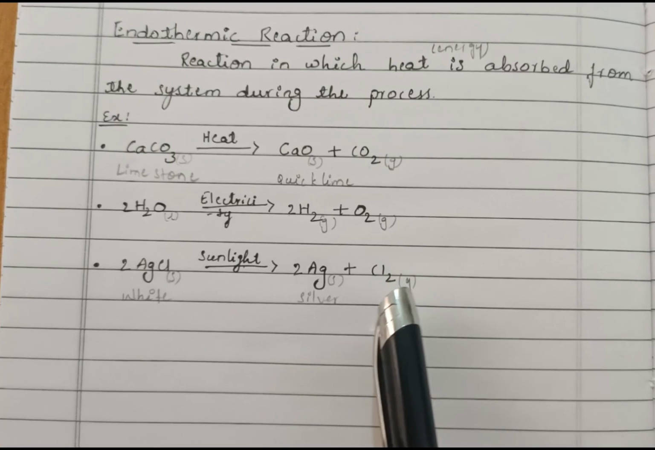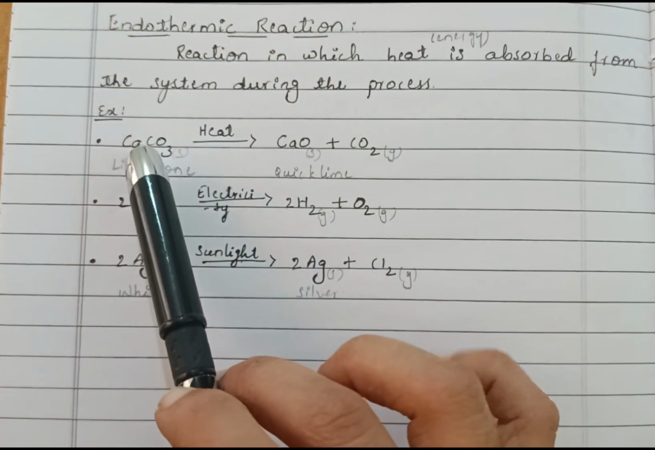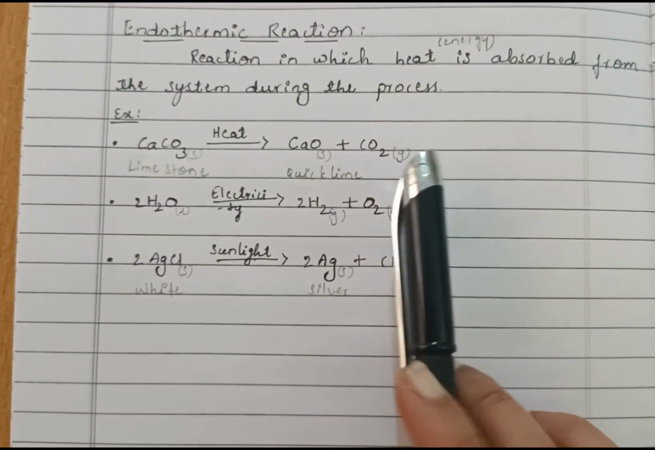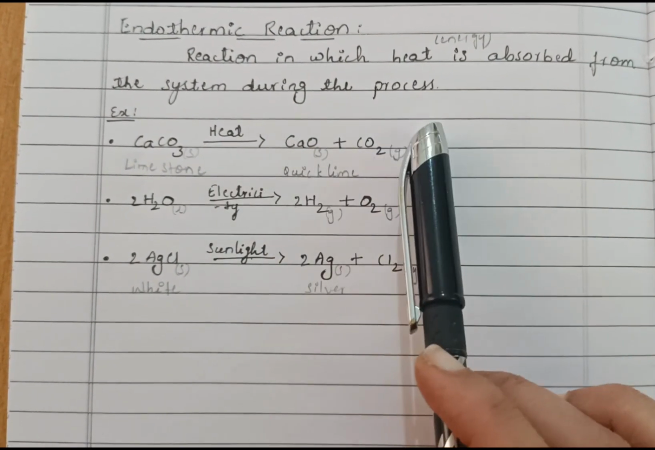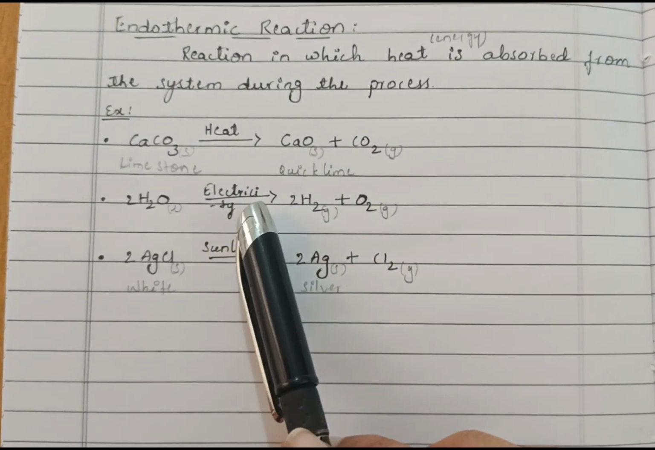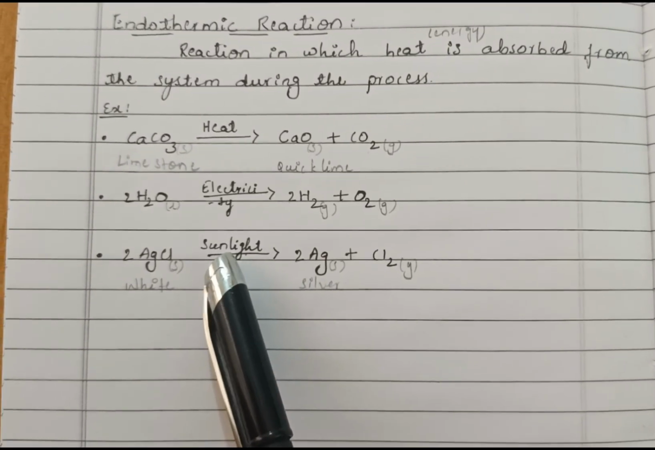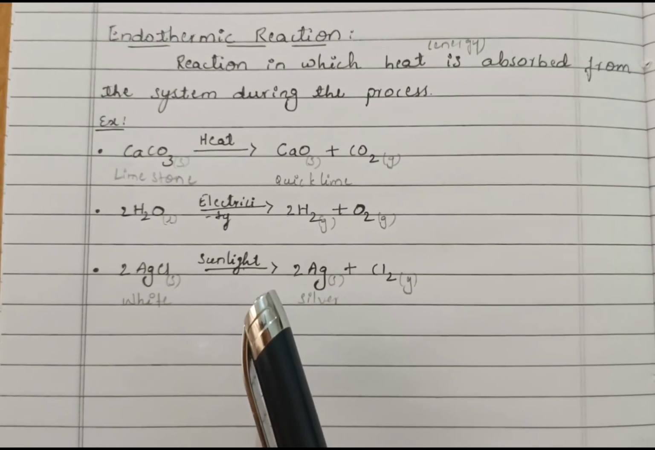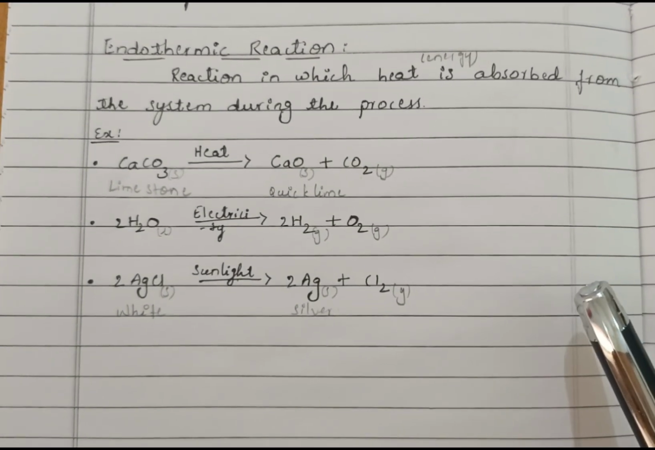See, all these three are examples of decomposition reactions. What do we mean by a decomposition reaction? A single reactant splitting into two or more simpler products is known as a decomposition reaction. Here, in the first case we provided heat, in the second case electricity, and in the third case sunlight. So the first one is thermal decomposition, the second is electrolytic decomposition, and the third is photolytic decomposition. Usually all these decomposition reactions are examples of endothermic reactions.